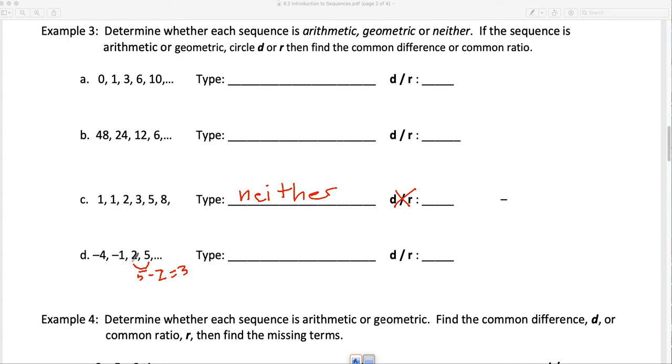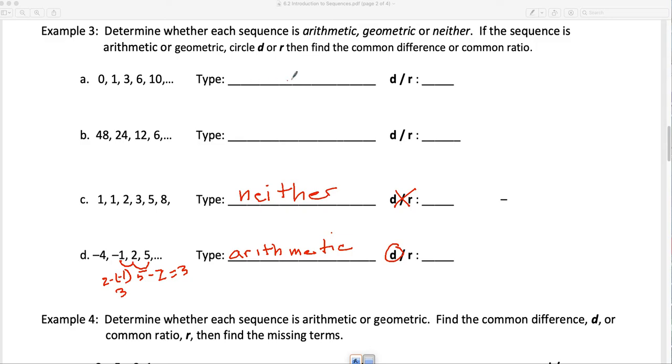And here I've got 2 minus -1, which is also going to be equal to 3. So since I got a 3 twice for the common difference, this is arithmetic. And I'm not quite sure why that has that line right there. Oh, I know why. We're writing down the common difference and what it is.